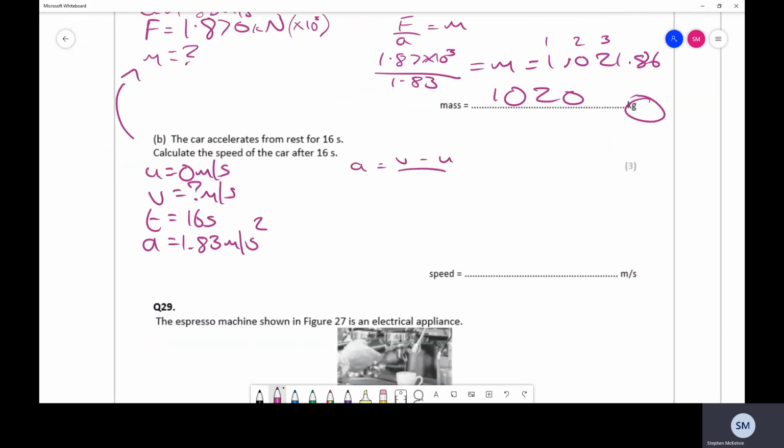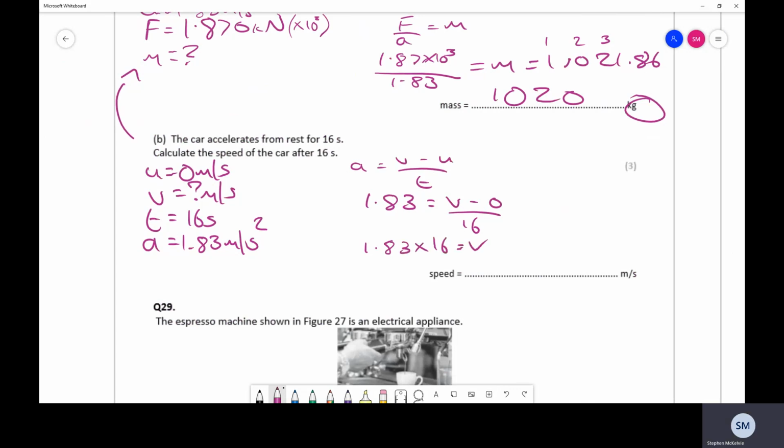Acceleration is v minus u divided by t. Oh, pardon me, I've messed that up, haven't I? I'm trying to find v. I'm going to substitute first, and then I'm going to rearrange. 1.83 is equal to v minus 0 divided by 16. Multiply across by 16. 1.83 times 16 is equal to v.